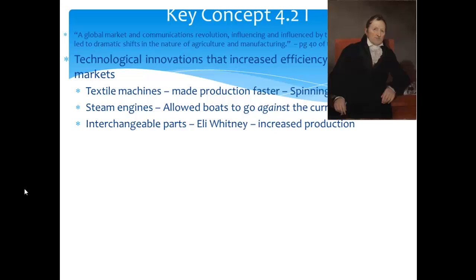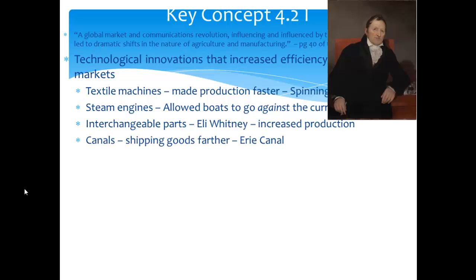Eli Whitney also invented something else that drastically changed the economy of the United States, especially the southern economy. Do you know what it is? You should. It was the cotton gin. So interchangeable parts and cotton gin were both invented by Eli Whitney.